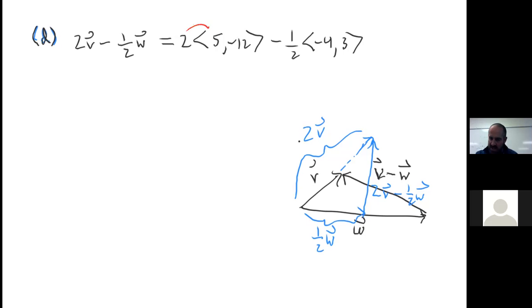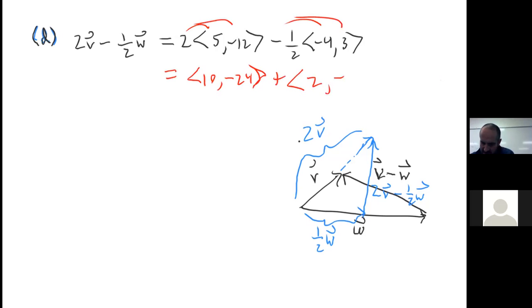If I distribute 2 and I distribute negative 1/2, I get 10, negative 24, okay, plus, well, what's this going to be? Negative 1/2 times negative 4, that's like 2, yeah? And what's the other thing? Second coordinate's going to be negative 3/2, okay? So I'm going to get 10 plus 2 in the first coordinate, which is 12. And in the second coordinate, I'm going to get negative 24 minus 3/2, which is negative 25.5, yeah? Which is like negative 51 over 2 or something. Okay.